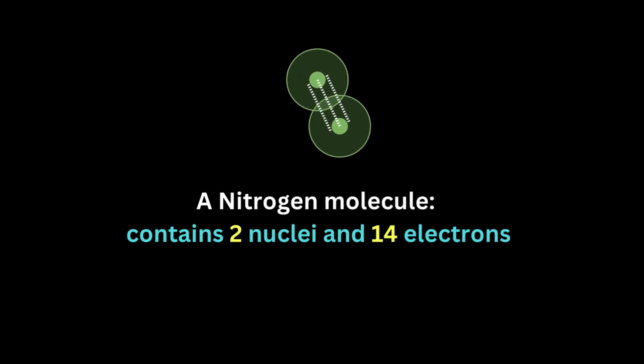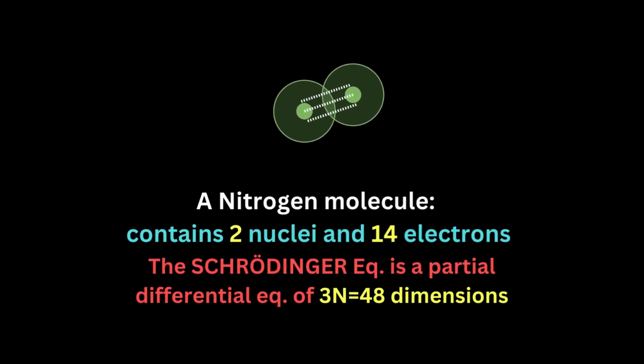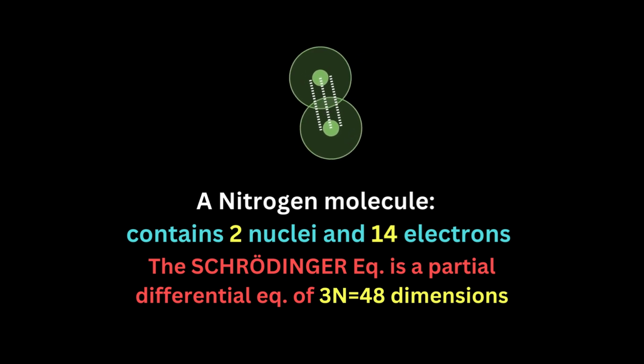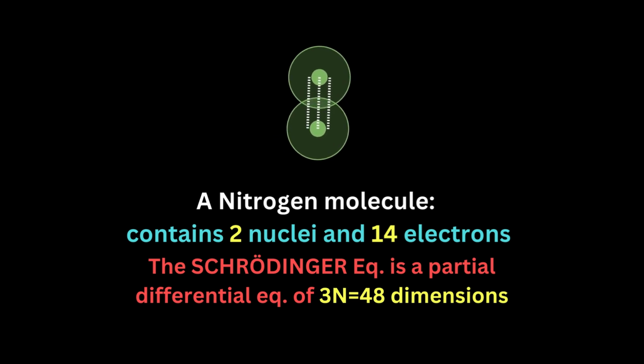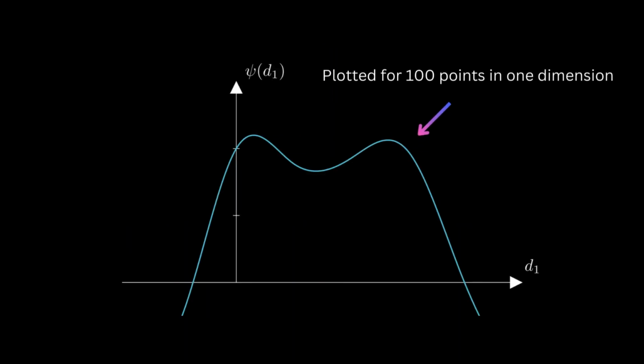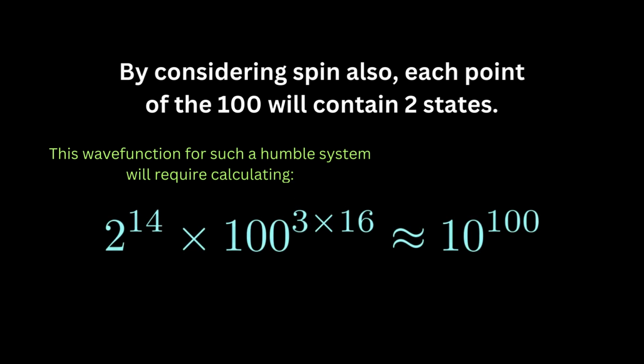To grasp the magnitude of this wall, consider the wave function of something as seemingly simple as a nitrogen molecule, N2, comprising 2 nuclei and 14 electrons. The Schrödinger equation for such a system is a partial differential equation in a staggering 3n dimensions, where n represents the number of particles. Visualize expressing this wave function on a grid with roughly 100 points along each spatial direction. Also, don't forget to consider 2 spin states for each of the 14 electrons. The resulting data set would consist of approximately 10 raised to 100 complex numbers.